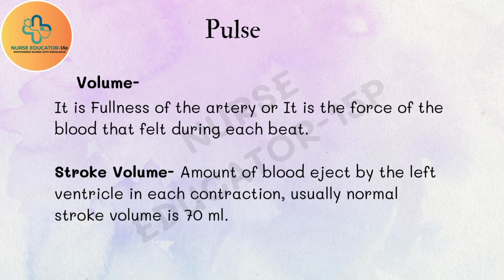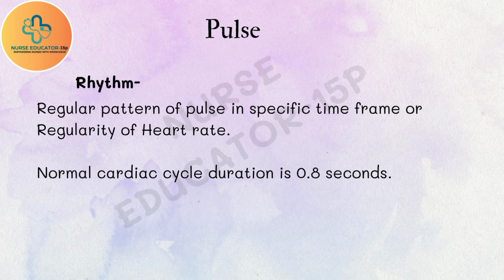We'll also see some abnormalities in the volume, such as bounding pulse, water hammer pulse, weak or thready pulse, and paradoxical pulse. The third characteristic is rhythm. It is the regular pattern of pulse in a specific time frame, or regularity of heart rate. A regular heartbeat. The normal cardiac cycle duration is 0.8 seconds. We'll also see some abnormalities in the rhythm, such as arrhythmias, atrial fibrillation, ventricular fibrillation, and sinus arrhythmias. For a detailed video, you can see my description box.